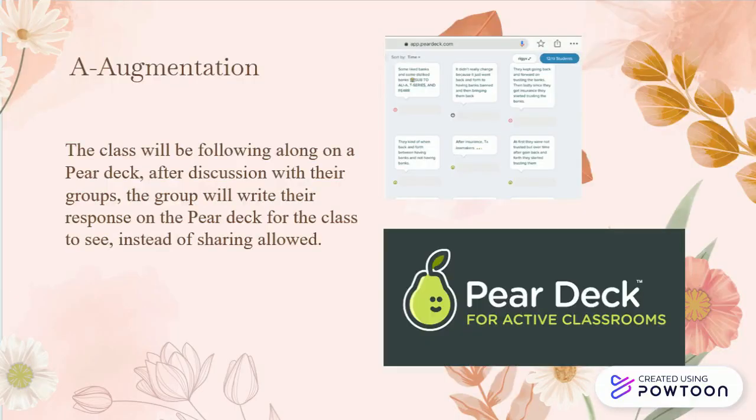An example of augmenting when teaching the California Missions Project is to have the class following along on Pear Deck. Pear Deck is a platform that allows teachers to control what slide the class is on, and it also can be prompted with discussion board questions placed by the teacher throughout the lesson. So I would have the class talk in their groups, and then each group would have one response on the Pear Deck, and the Pear Deck answers would be shared to the whole class.